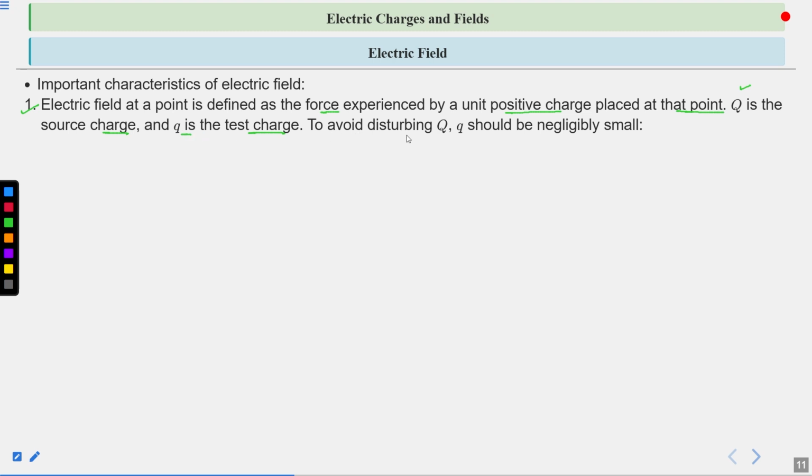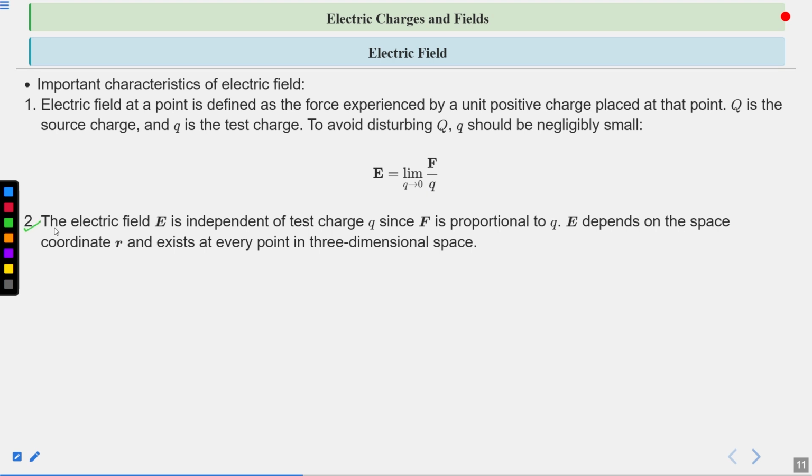To avoid disturbing, capital Q and small q should be negligibly small. So in that case, the electric field is equal to the limit q tends to 0 of F by q. So it is very important. F is equal to qE.